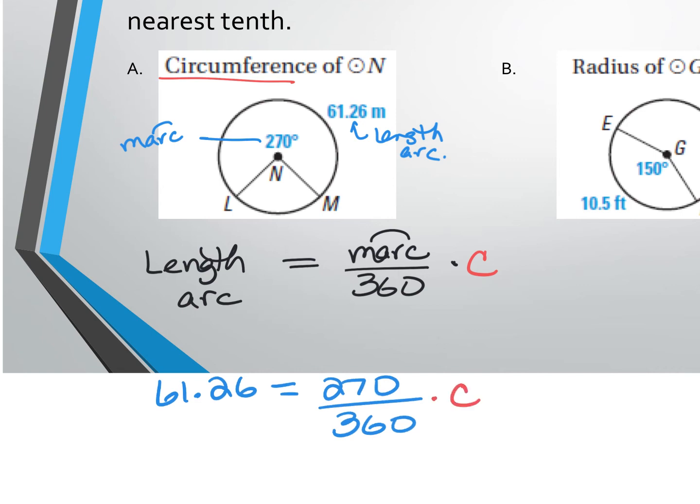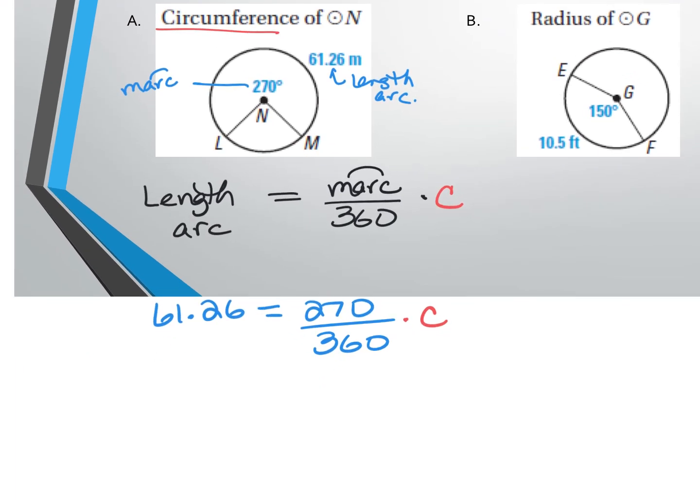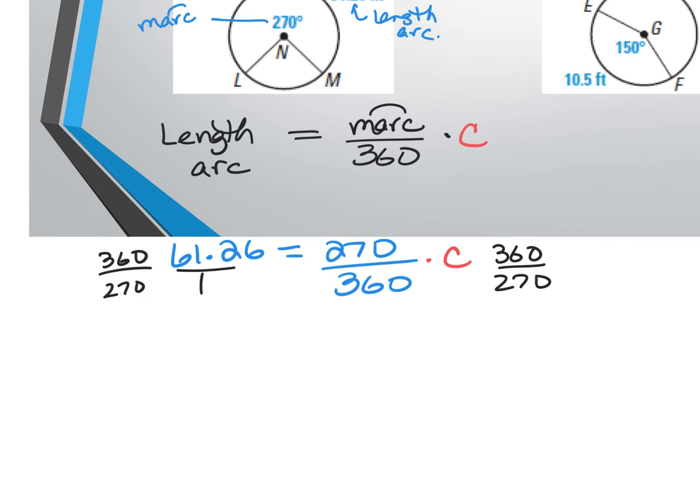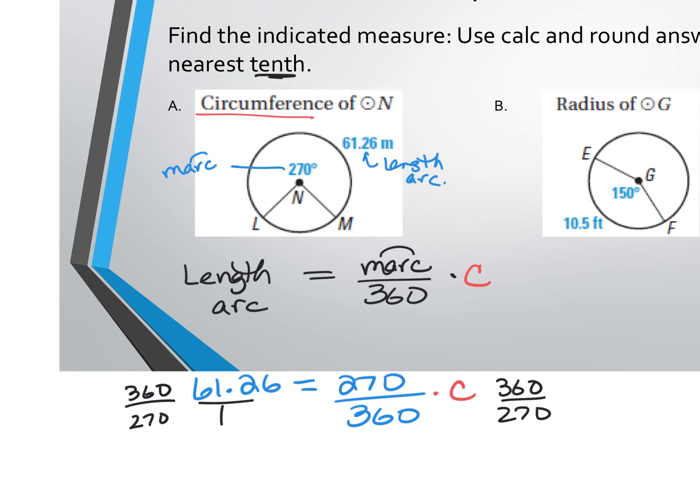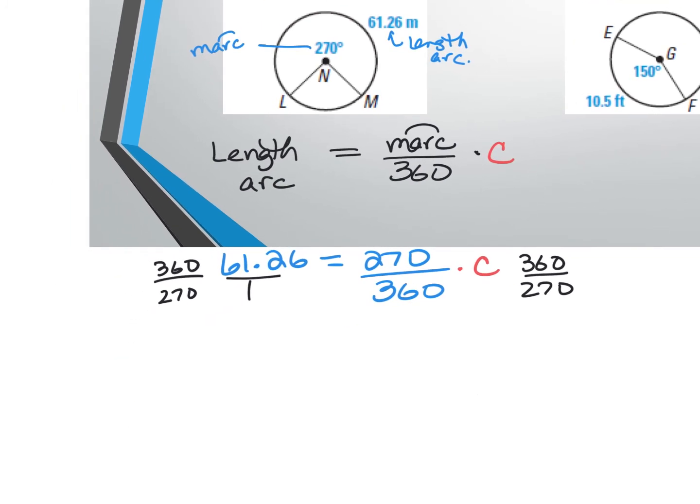Now, since they don't want us to leave it in terms of pi, technically we don't need to simplify this fraction. I could just go ahead here, multiply both sides by this reciprocal, and get 360 over 270, and then multiply this. So 360 times 61.26, and then divide it by 270. And this is going to give me, rounded to the tenths, this one's different. So rounded to the tenths place, once I do this, I'm going to get C is equal to 81.68. So rounded to the tenths, 81.7 meters.